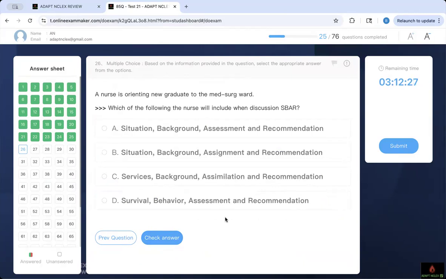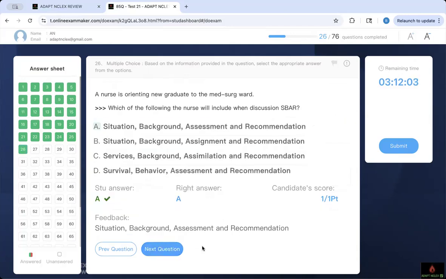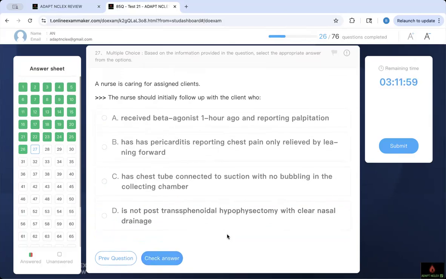And this is orienting a new graduate to the med-surg ward. Which of the following will the nurse include when discussing SBAR? You have to know the meaning of SBAR. Is it situation, background, assessment, recommendation; situation, background, assignment, recommendation; service, background, assimilation, recommendation; or survivor, behavior, assessment, recommendation? This is situation, background, assessment and recommendation. That's SBAR.